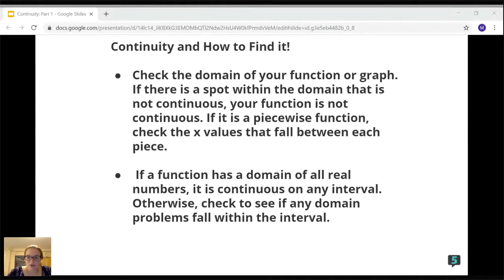With a piecewise function, we really just have to check every point where the pieces swap, where they split up. We have to check all of those pieces because they might not line up and they might line up. Sometimes they can. Okay, so if a function has a domain of all real numbers, so that's a polynomial function, it is continuous on any interval, and otherwise we just check to see if there are any domain problems on the interval or if it's piecewise.